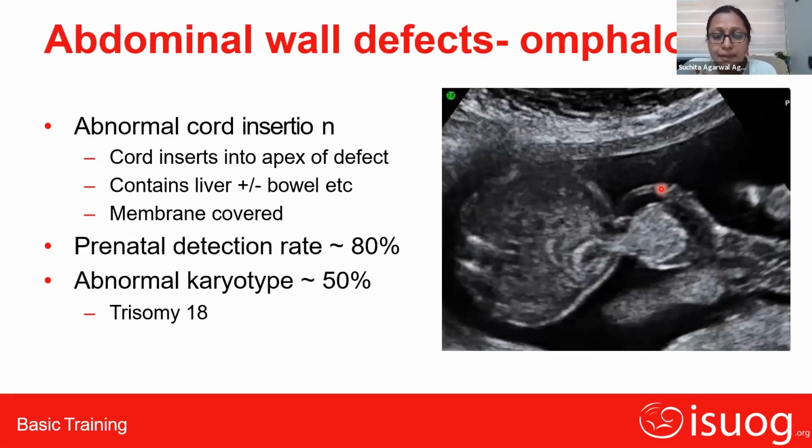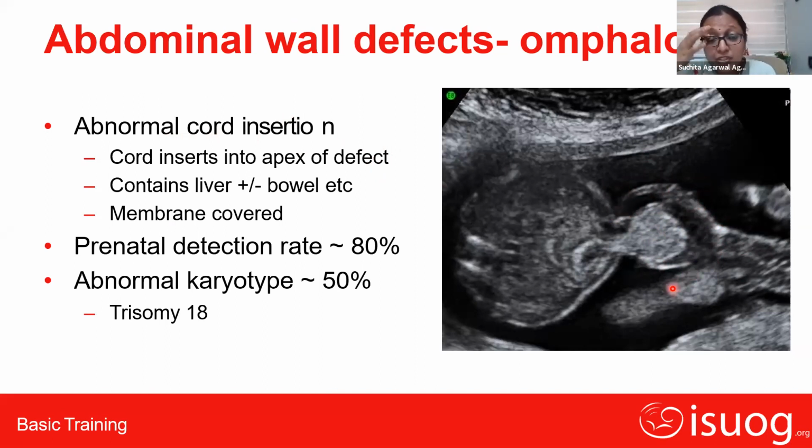Now come to abdominal wall defects. That is a quite easy diagnosis like omphalocele. So what happens in case of omphalocele? There's an abnormal cord insertion; the cord inserts into the apex of the defect. This is the cord inserting in the apex of the defect. It contains liver and the bowel, and you find a membrane covering. This is a membrane covering.